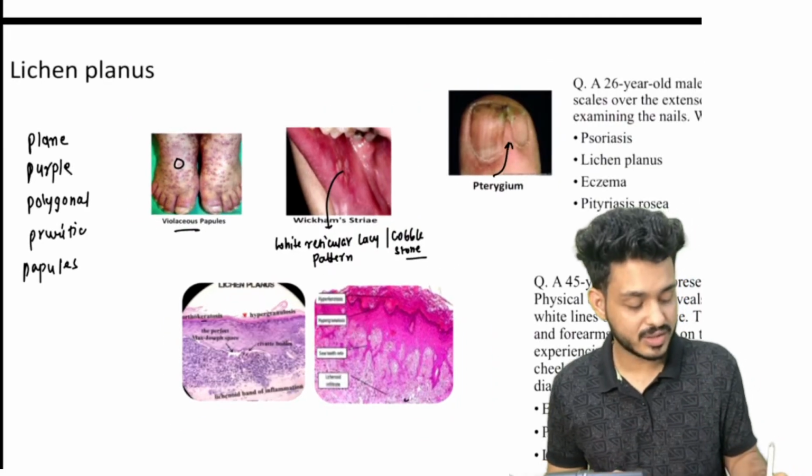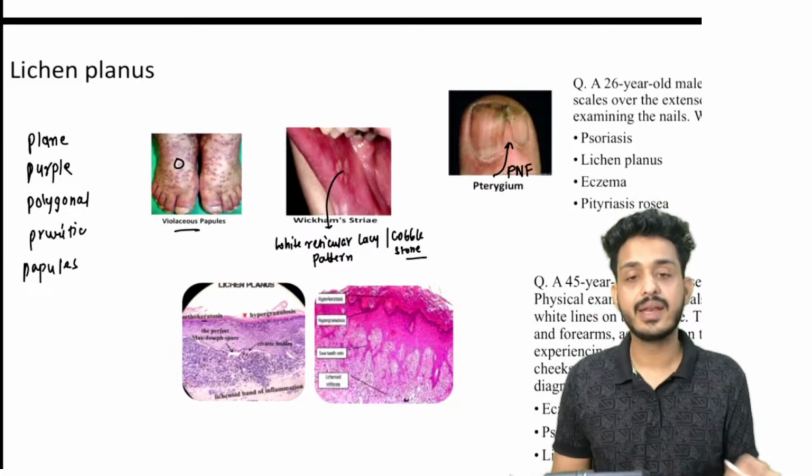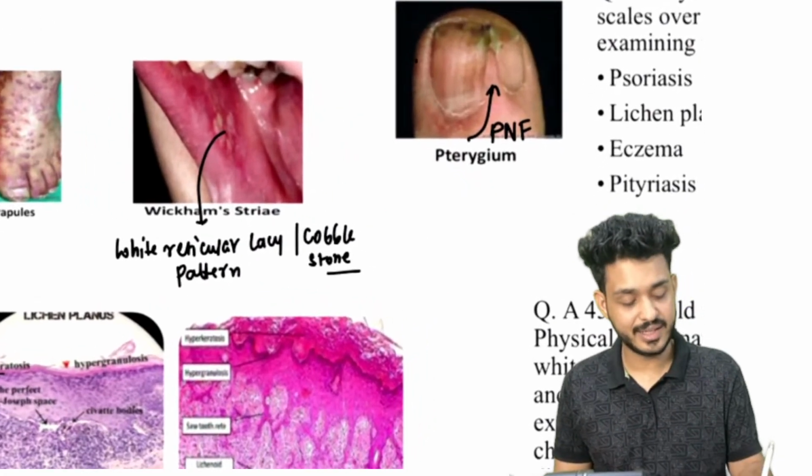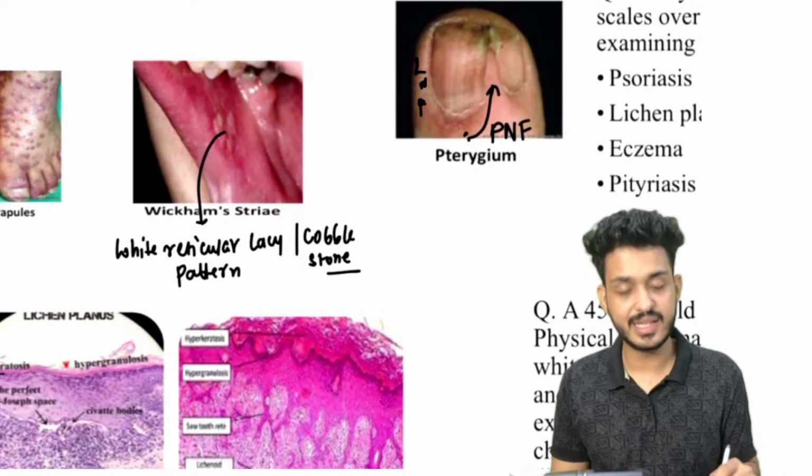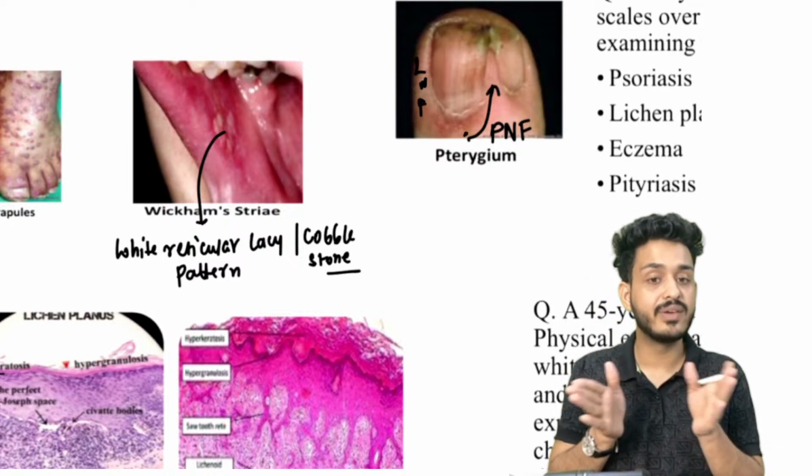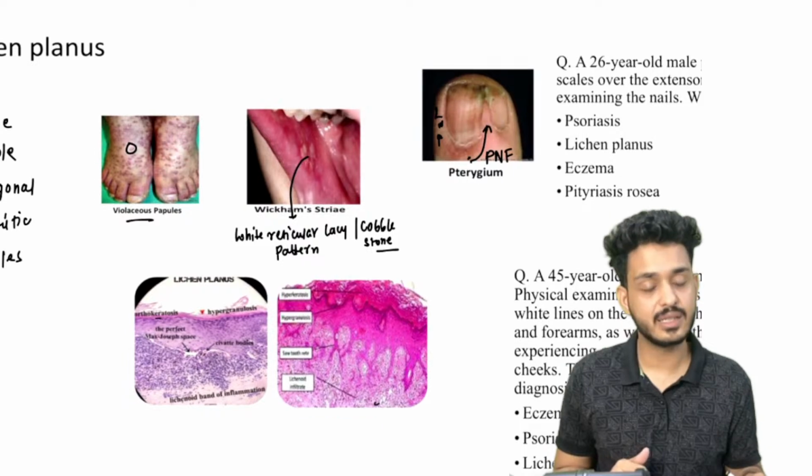Pterygium, that is the proximal nail fold extending into the nail bed. This is your lateral nail fold. This is your proximal nail fold. It is extending into the nail bed, dividing the nail into two parts. That is a distinctive feature.